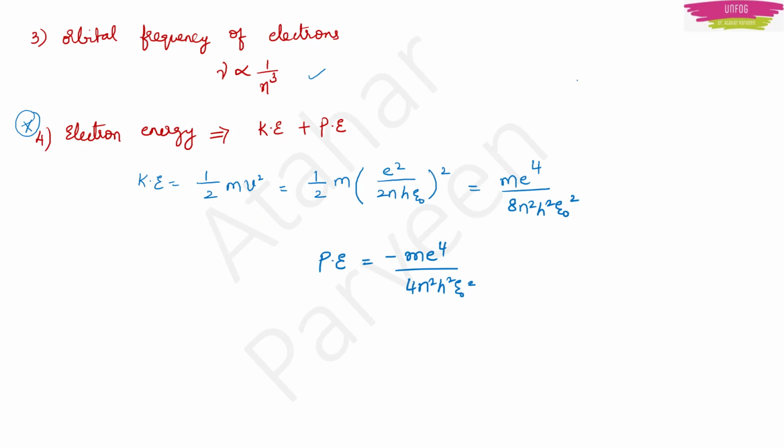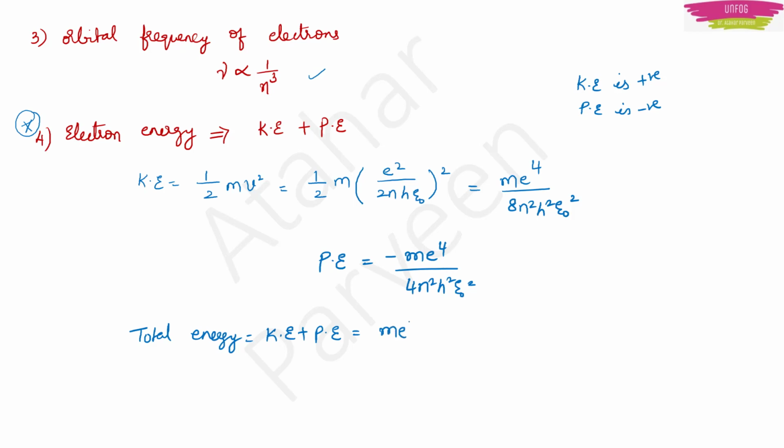So you should remember that kinetic energy is positive, potential energy is negative. Now I can easily find the total energy, right? What will be my total energy? Total energy will be equal to kinetic energy plus potential energy.